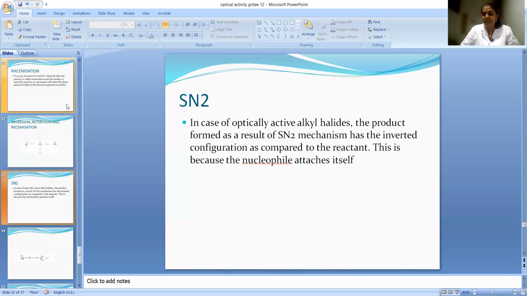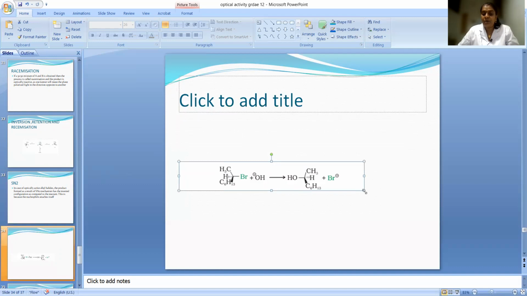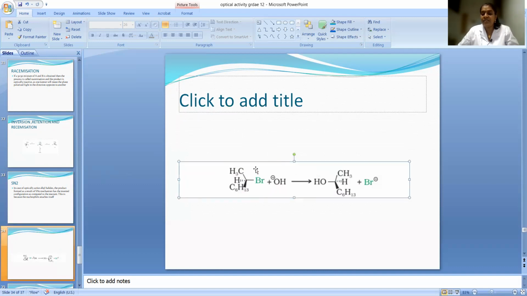Now let us see the stereochemical aspects of SN2 and SN1 reactions. In the case of an optically active alkyl halide, the product formed by the SN2 mechanism has the inverted configuration. What is the reason for that? Already I explained: the leaving group Br is negative and the incoming OH minus is also negative. If both come from the same direction, there will be repulsion. So OH will come from the maximum distance from the leaving group, that is, the opposite direction of Br. This results in inversion of configuration. Looking at this, you can tell that the OH is added on the opposite side of Br, so it is inversion of configuration.